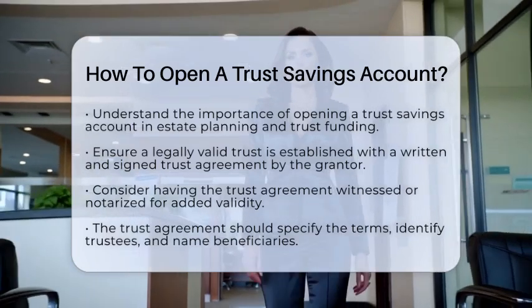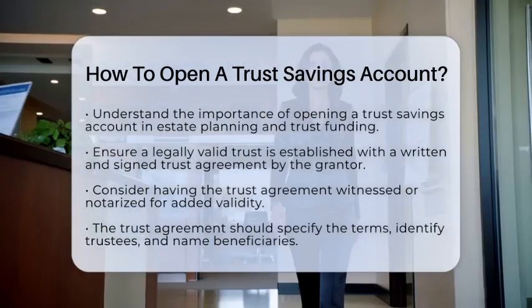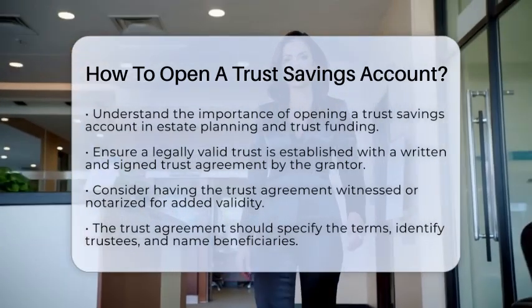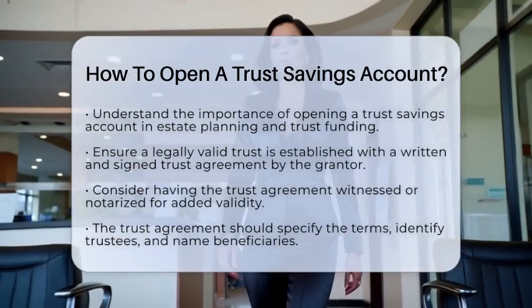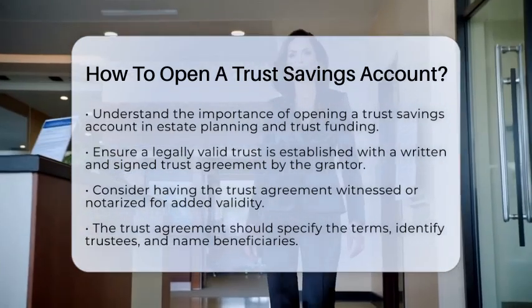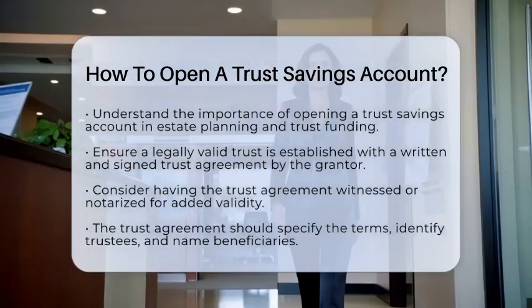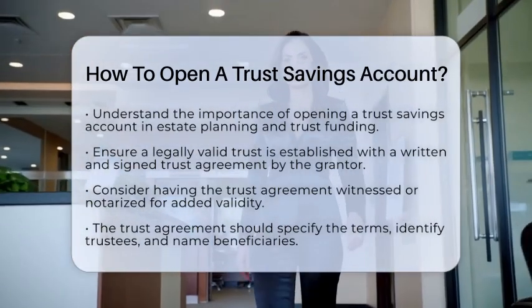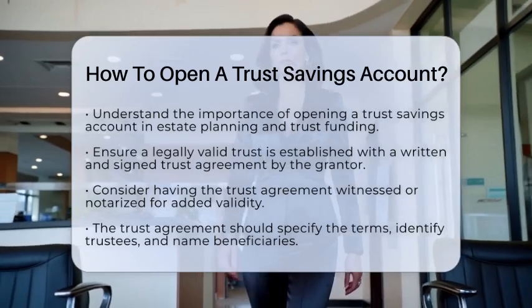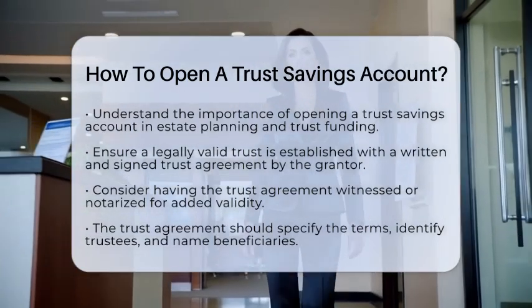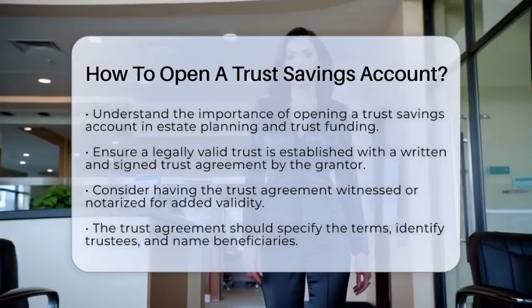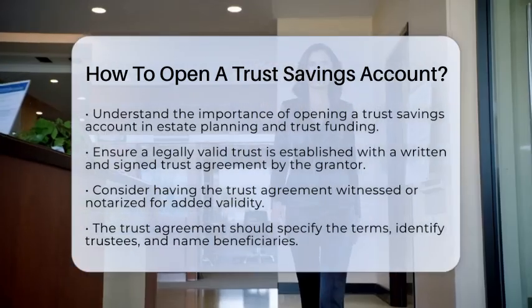First, you need to have a legally valid trust established. This means creating a trust agreement that is written and signed by the grantor, who is the person creating the trust. It's often a good idea to have this document witnessed or notarized. The trust agreement should outline the terms of the trust, identify the trustee or trustees, and name the beneficiaries.